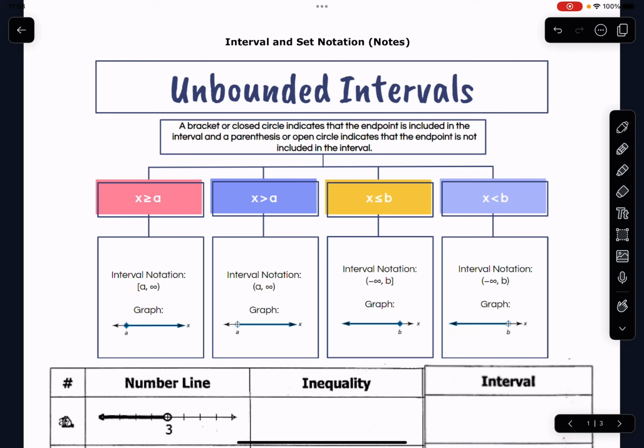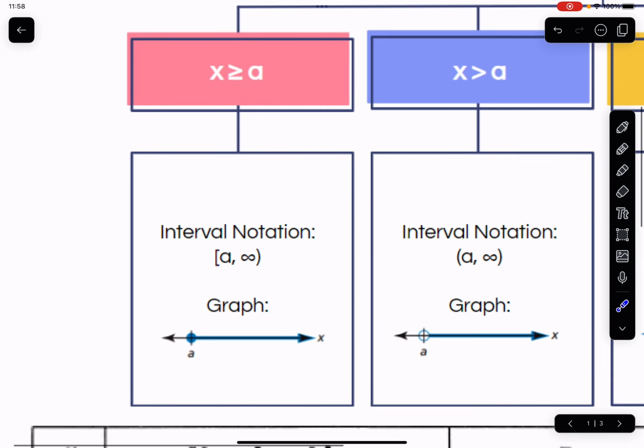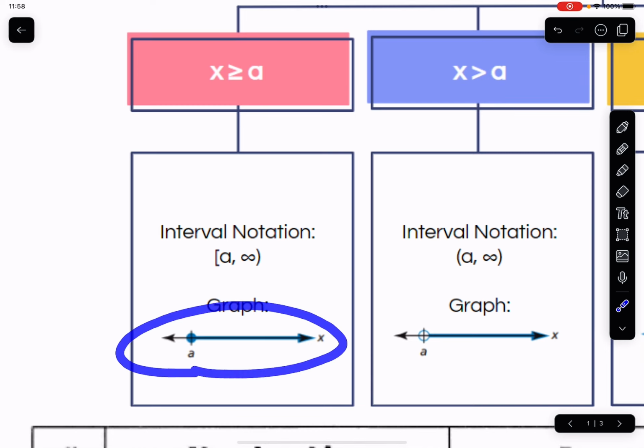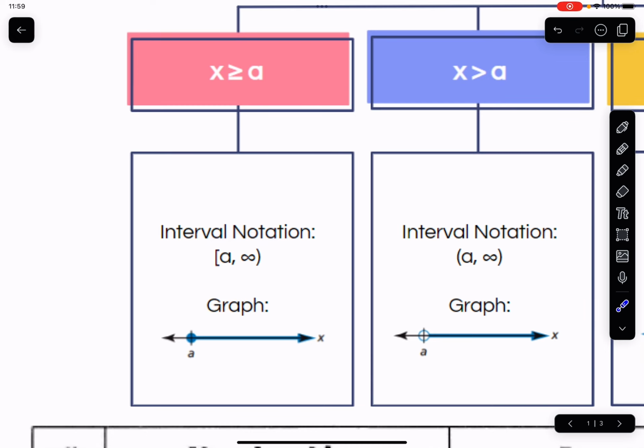So for example, here we want to identify when x is going to be greater than or equal to a, and the difference between that and x being simply greater than a. If x is greater than or equal to a, that means we have a closed unbounded interval, where a is the endpoint and we're going towards positive infinity, as indicated in this diagram, the number line down here, which represents the interval.